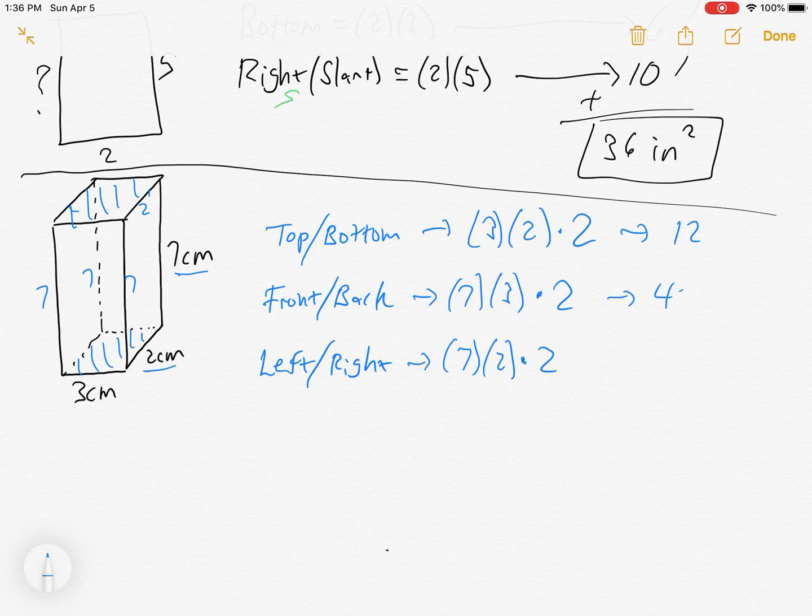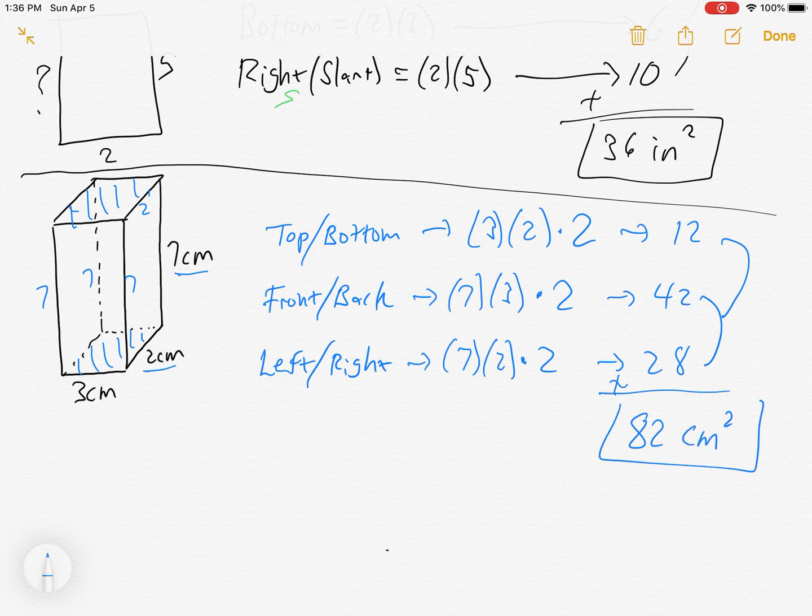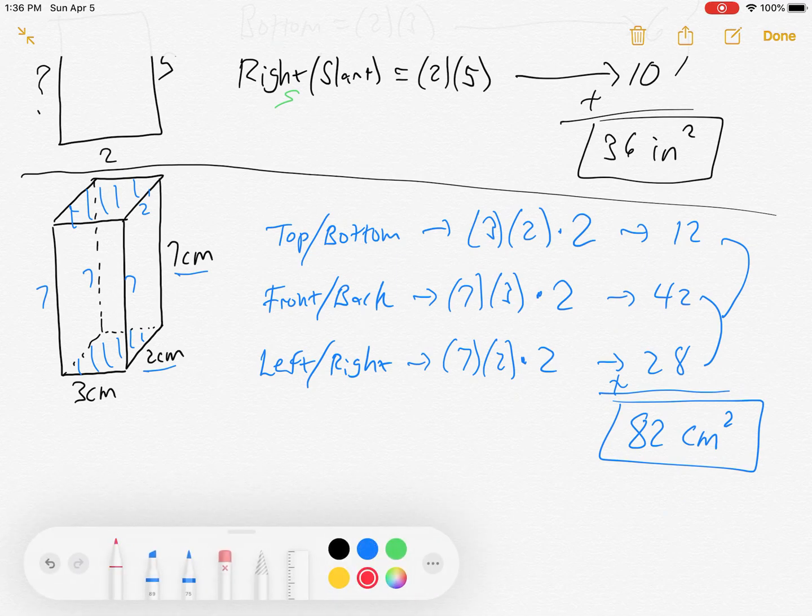So you get to multiply these out, it becomes 12, 42, and 28. That has to be 70, 82, right? 82 square centimeters. So for surface area, we are dealing with square units.